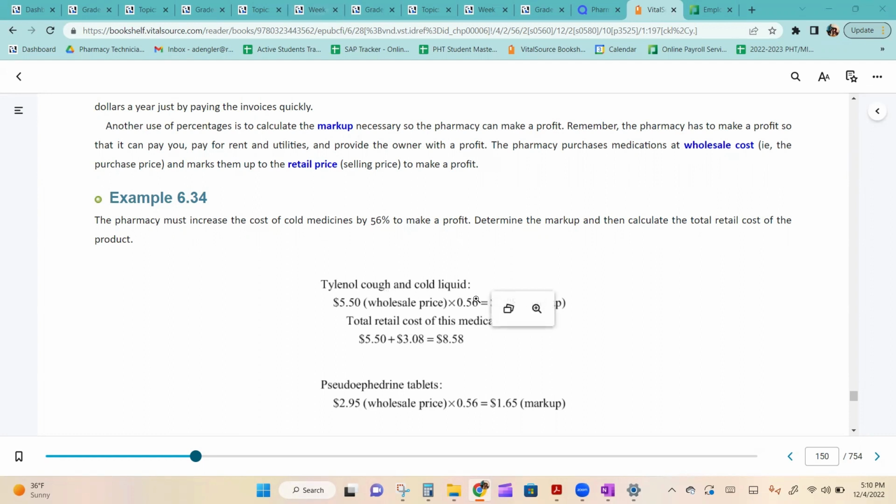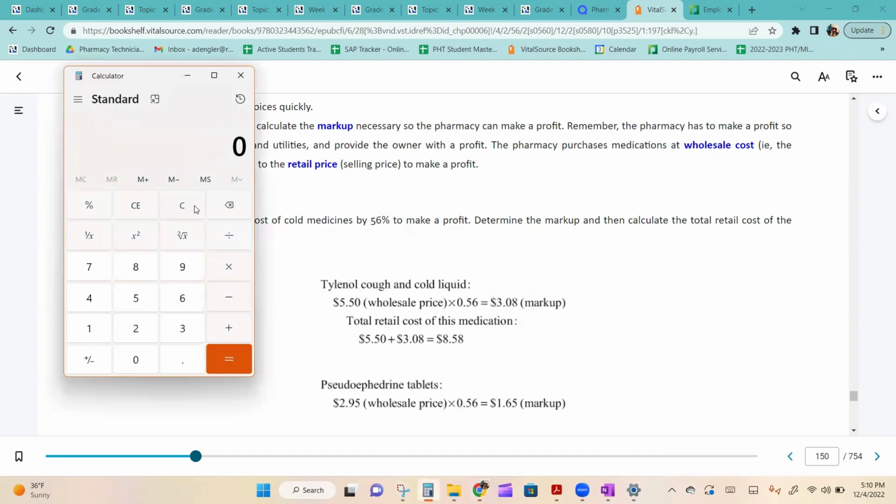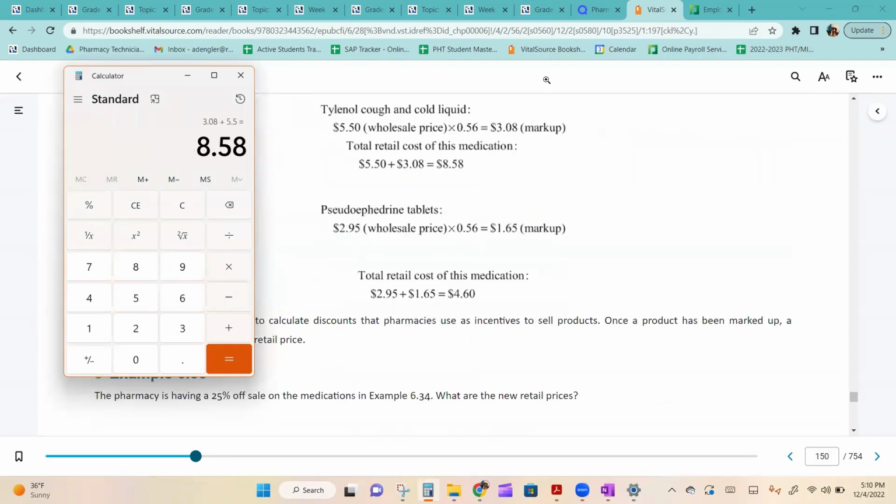So it's Tylenol, cough and cold, $5.50 is the wholesale price. And 56% we want to turn into a decimal. So if we do 56 divided by 100, we get 0.56. And then we would multiply that by the 5.50, the amount that we paid, and that would be that we need to mark the medication up $3.08. So we would just add that on to the 5.50. And that's 8.58.